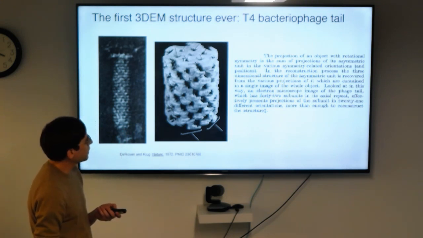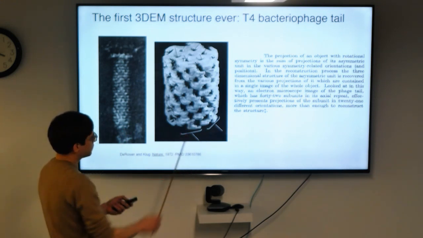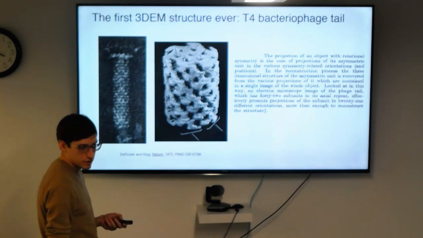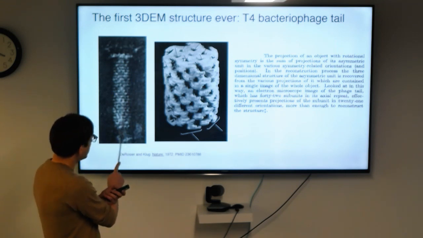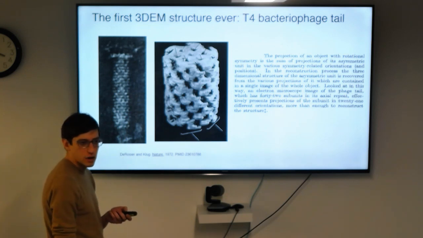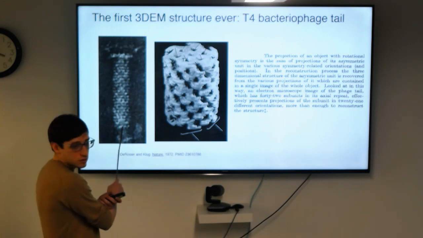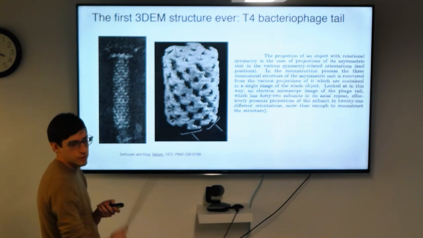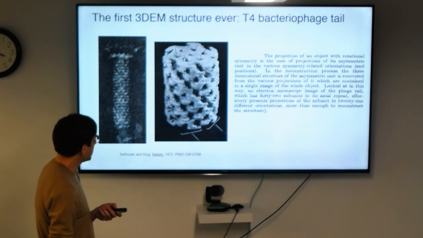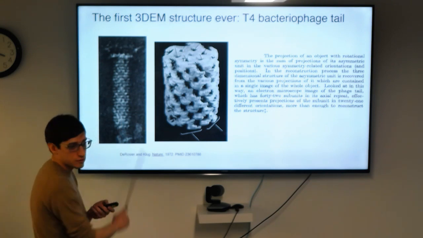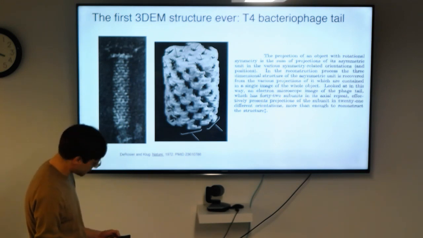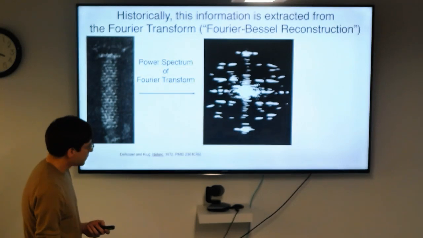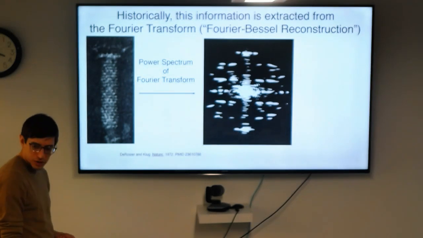So that's encapsulated in this quote. The basic idea is that you can actually get a complete tomographic series of your object from a single image of a helix. And so that was why, basically, DeRosier and Klug decided to start with a helical object for the first three-dimensional reconstruction. Okay, so how do we actually extract that information from that image?